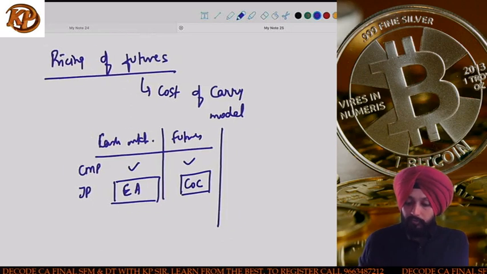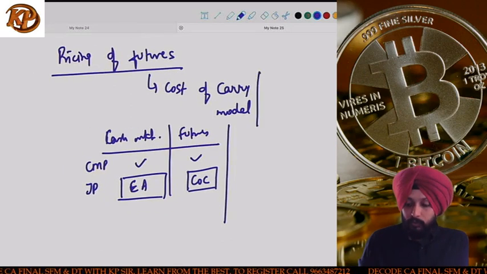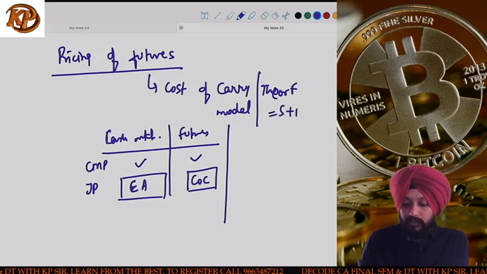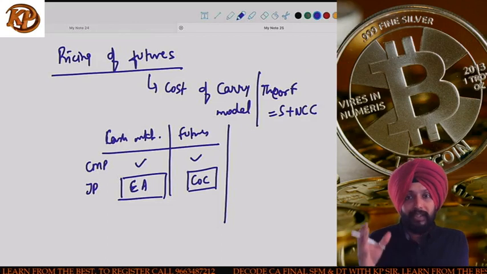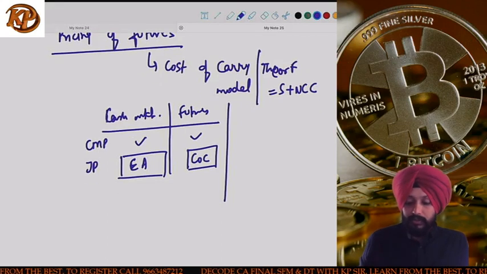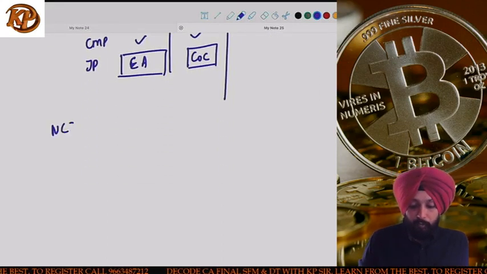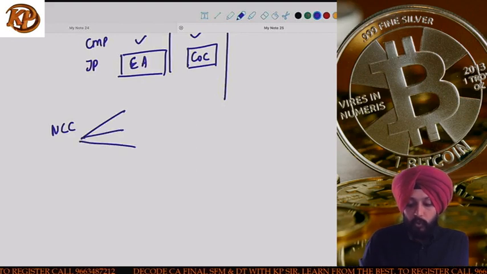Now, coming to the cost of carry model, if you remember, the basic equation is given as theoretical F is equal to S plus NCC. Theoretical price of a future is equal to the spot price plus the net cost of carry. If you remember, this net cost of carry is basically made up of four different components. The first one is the interest cost saved.